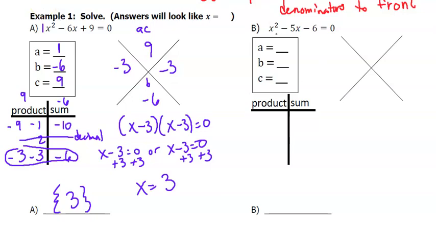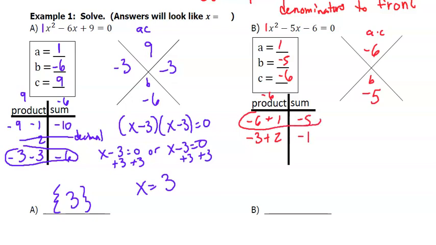Let's look at the next one. X squared minus 5x minus 6 equals 0. It already equals 0, and there's no greatest common factor besides 1. So we just go ahead and identify A, B, and C. A times C would be -6, and B is -5. Let's write out the factor pairs of -6. The bigger number is going to be negative, and the smaller number is positive. You can refer back to the previous notes to help you identify that. It's the first factor pair that works here.